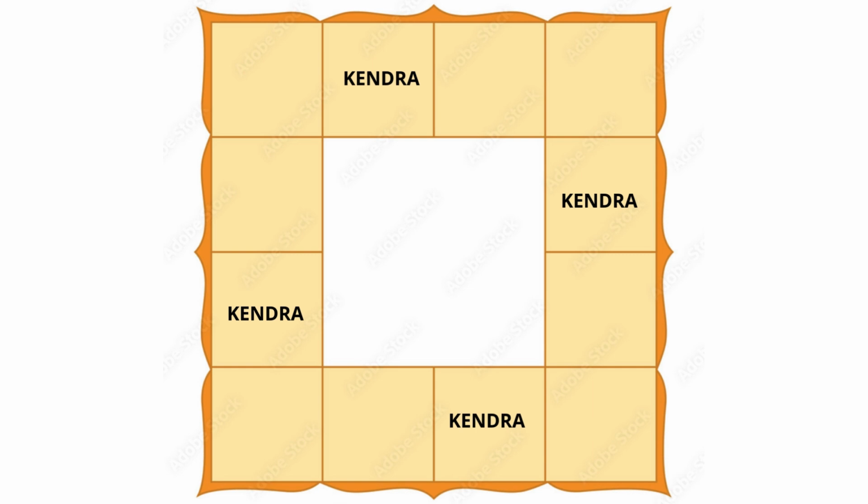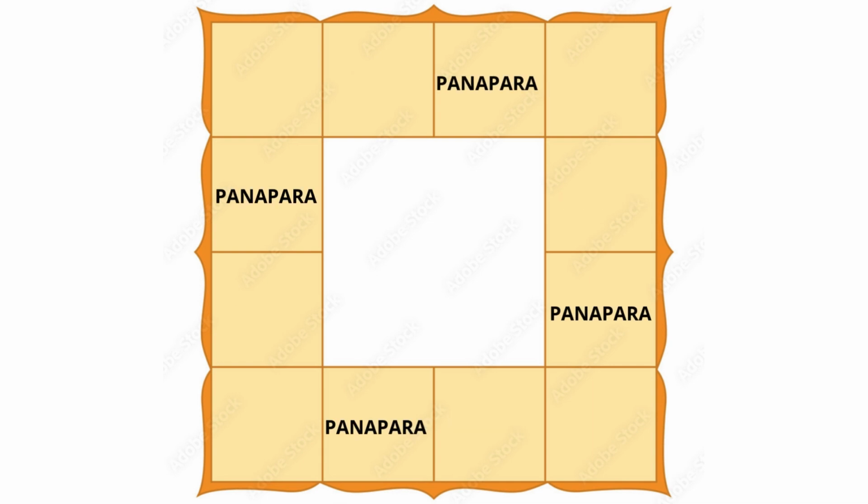They represent the pillars of life. The first house indicates personality and identity. The fourth house indicates home and family roots. The seventh house represents relationships and marriage. And finally, the 10th house indicates career and success. Panapara houses or succedent houses.